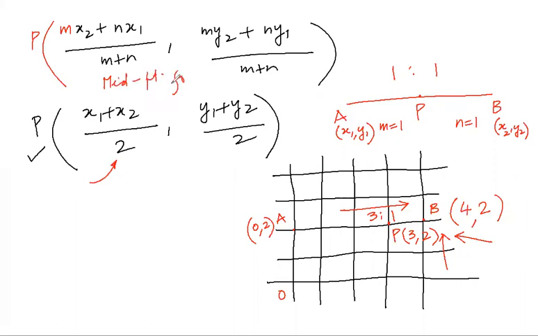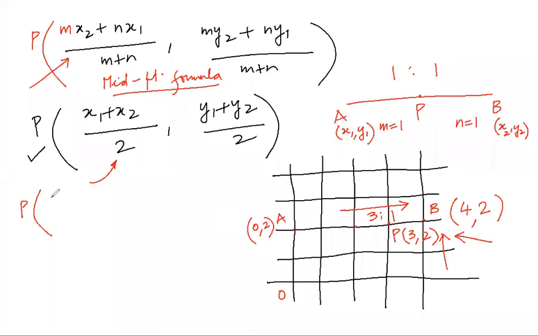Midpoint formula. This formula is not to be used now, students, because P is not the midpoint. Next time we will use P here. Then we will check this formula. So we will check this formula now, section formula. So P should be M.